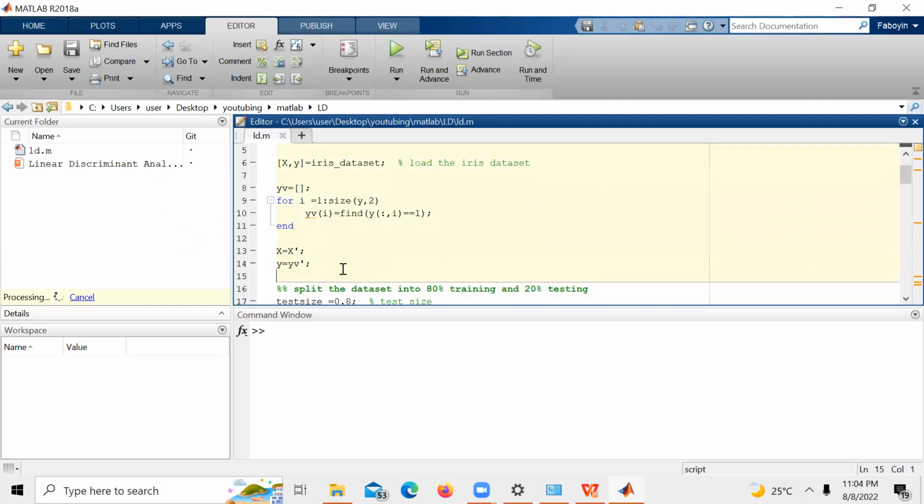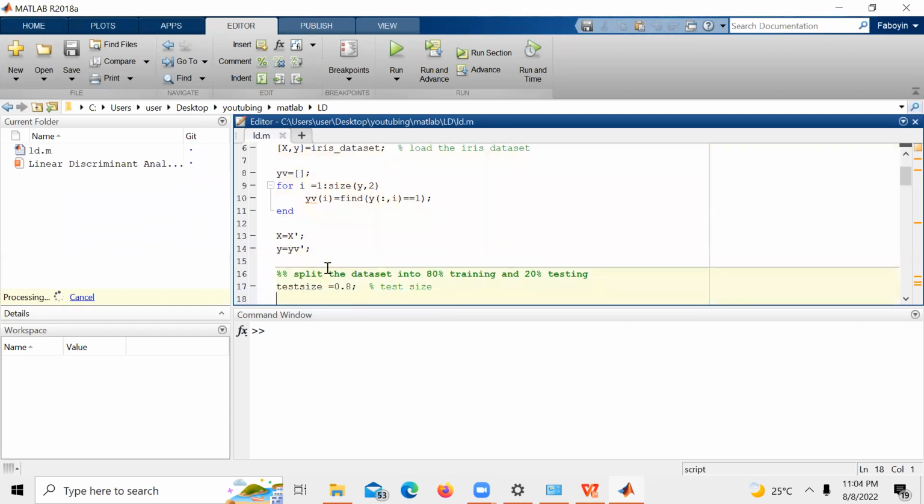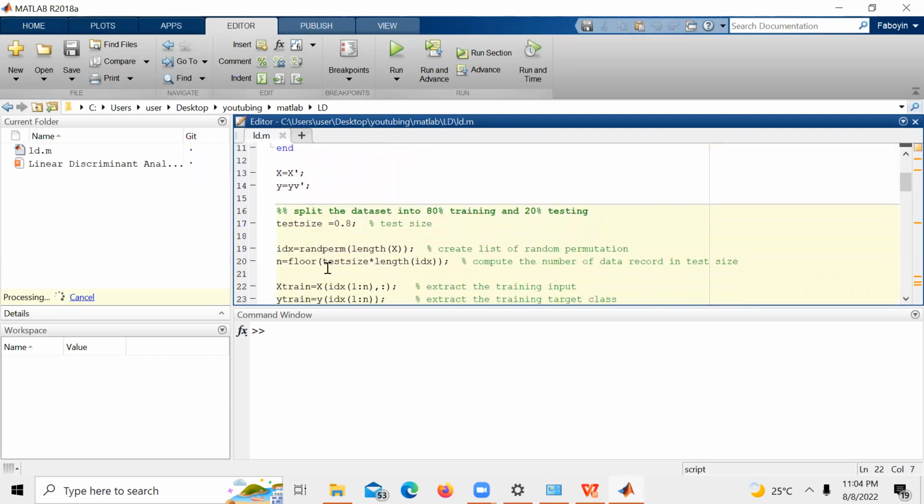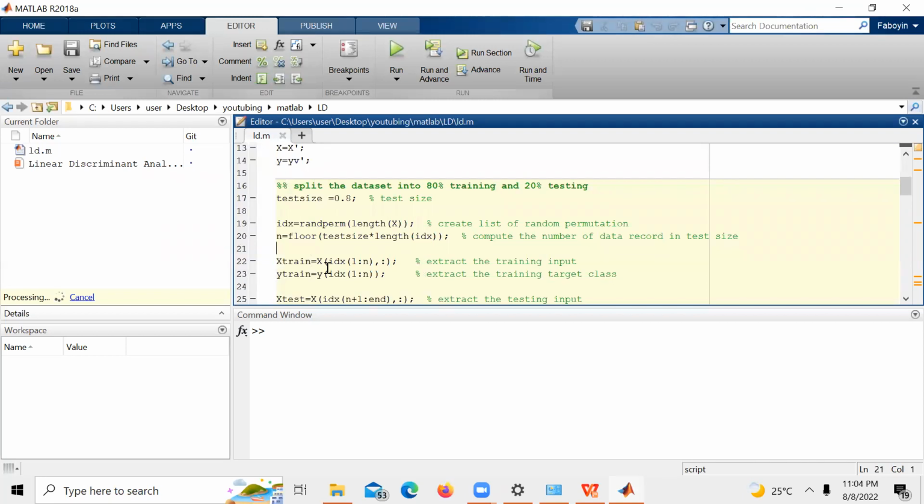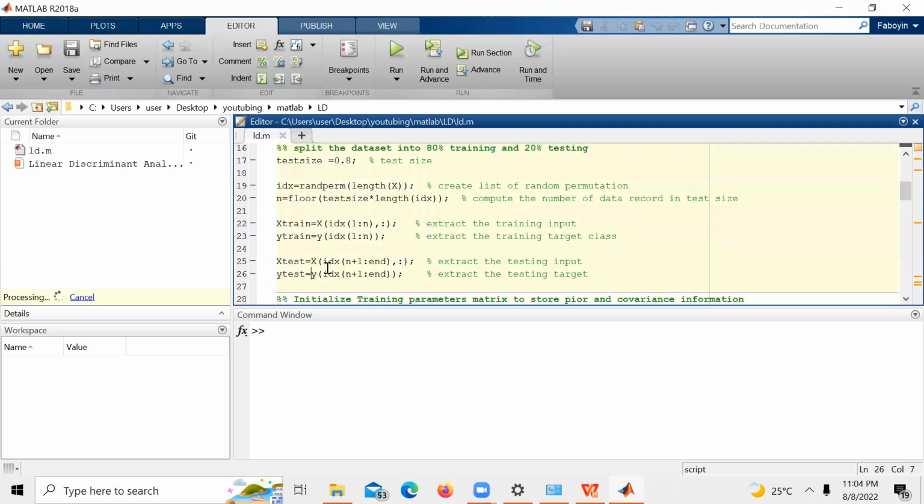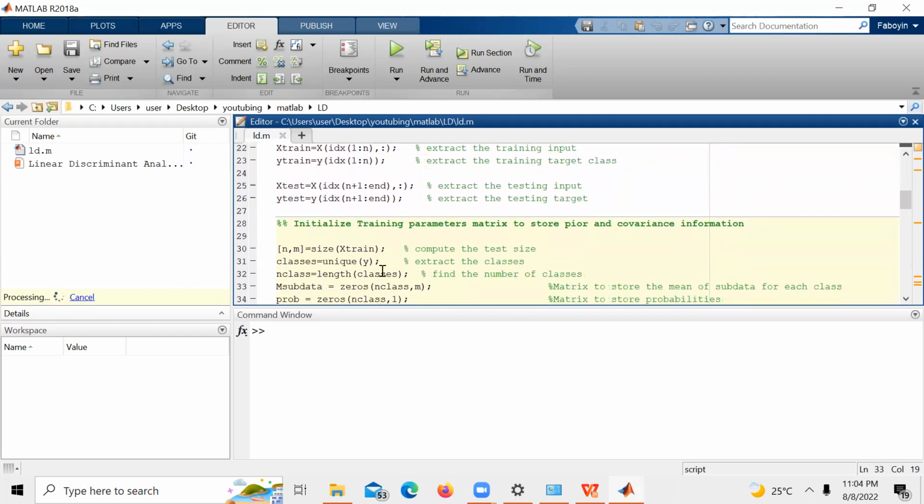Then we have y, which is also a record of 150 by 1. So just like we have given in this particular algorithm, we have a training record of 150 records. Then I use the cross validation process to split my data set into training and testing. So I try to split the data set into training and testing here. So we have the training input, the training target, which is y train, and also the testing input and testing target. So that's what I did here.